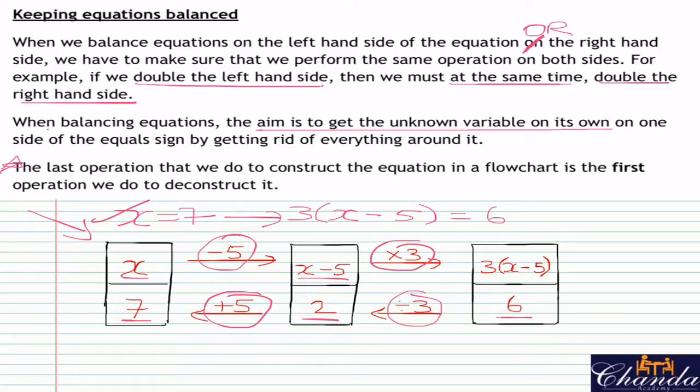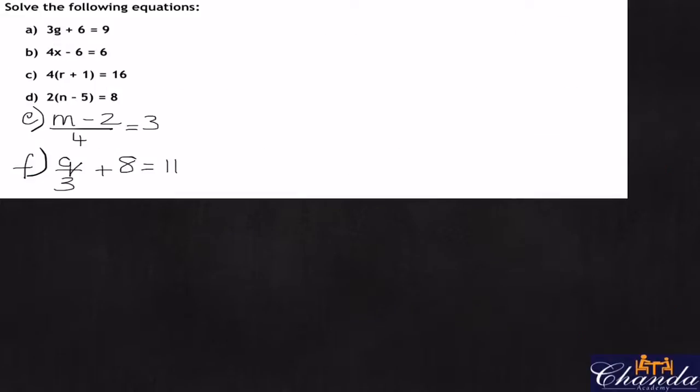Okay, so now let's put these into action by having a go at a few questions. Okay, so the question says, solve the following equations. Okay, as simple as that. Let's have a look. So we have A, which is 3g plus 6 is equal to 9. Now I'm going to show you a process here that I like to follow in order to be able to solve these equations by keeping them balanced.